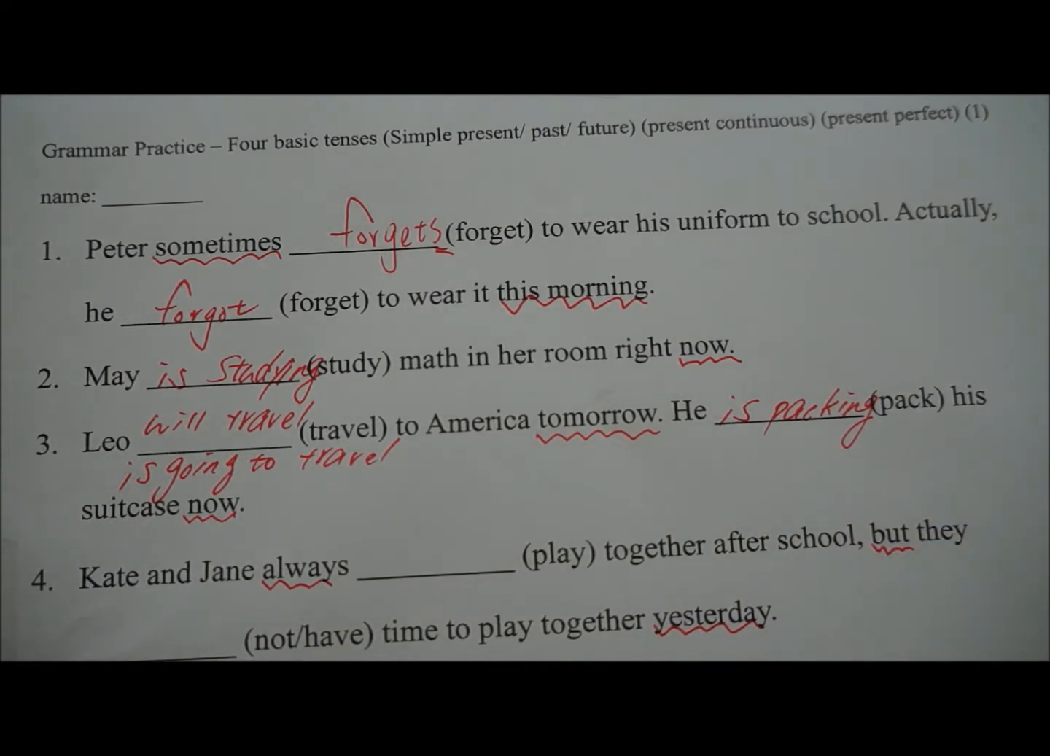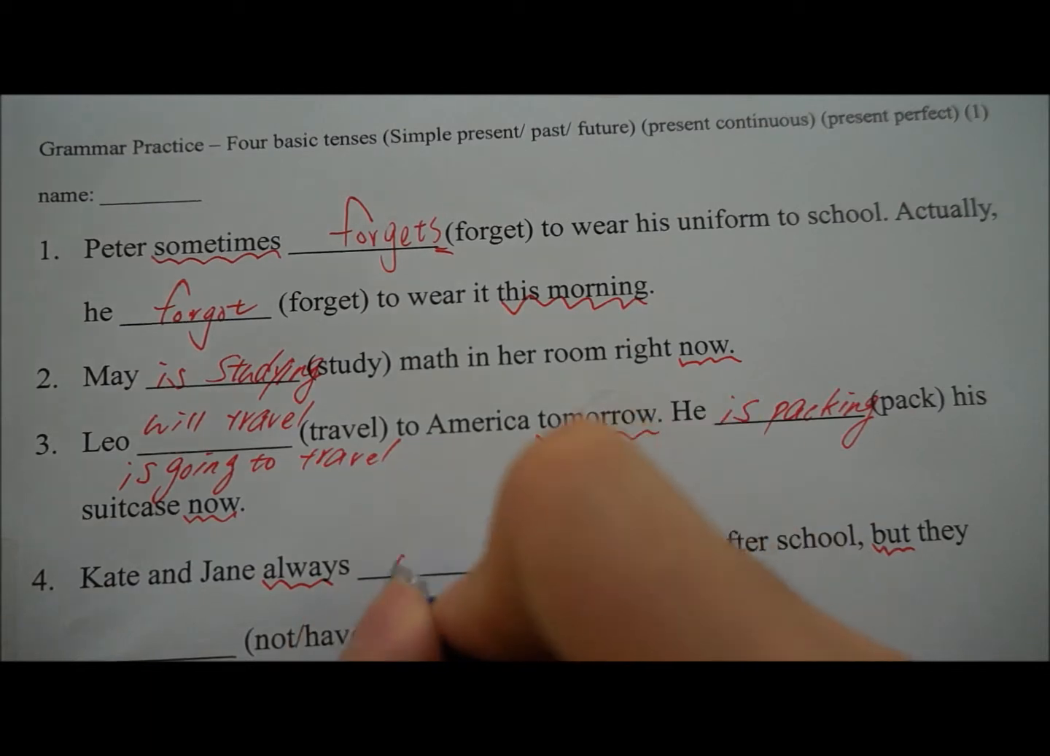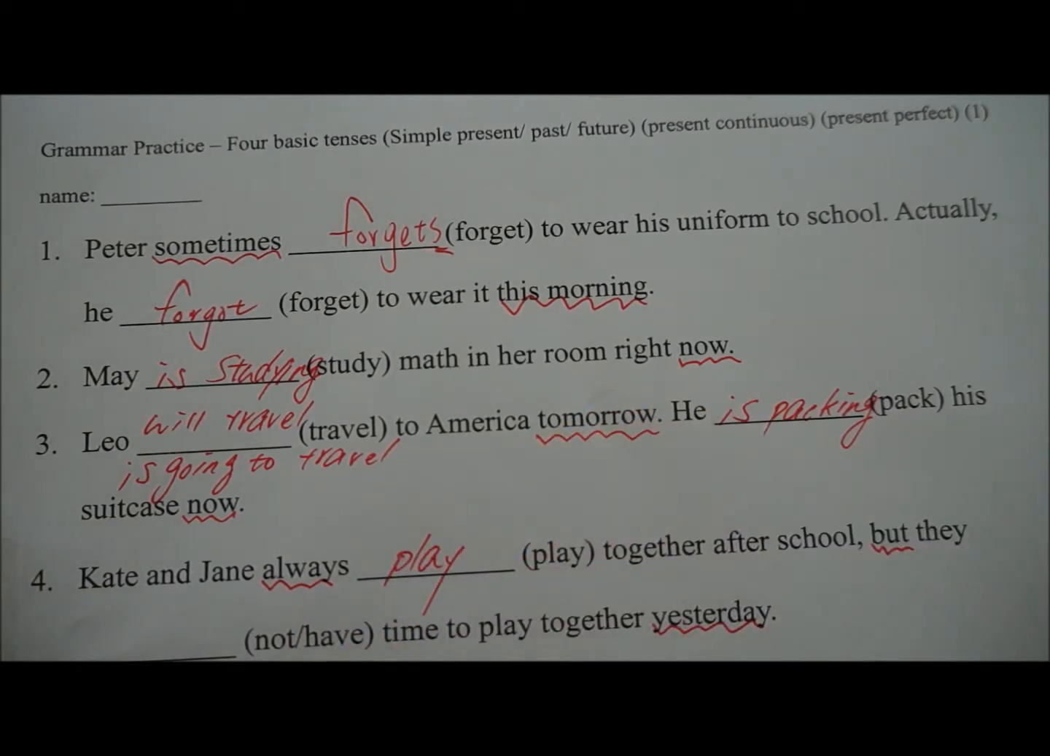So the first half, the sentence before but: Kate and Jane always ___ together after school. Always means something that happens regularly and very, very often, so it's simple present tense. Kate and Jane, third person, but there are more than one, so there's no need for an extra S at the end. So Kate and Jane play together after school, but they ___ time to play together yesterday.